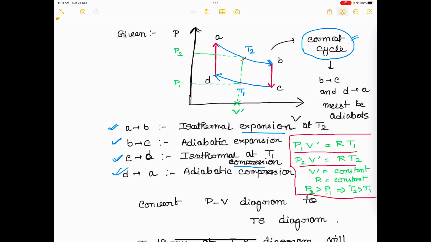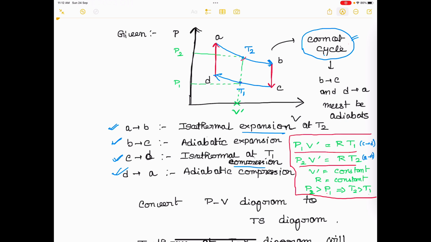Now what can we say about T2 and T1, which one is greater? For that I have fixed a volume V dash in both processes, A to B and C to D. These are the points I have drawn, which have the same volume V dash, and I will apply the ideal gas law. For the C to D part, the lower part, for 1 mole of gas, P1 V dash is equal to RT1, and for A to B, P2 V dash is equal to RT2.